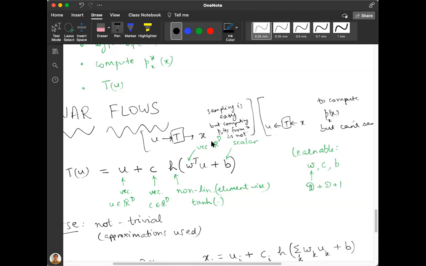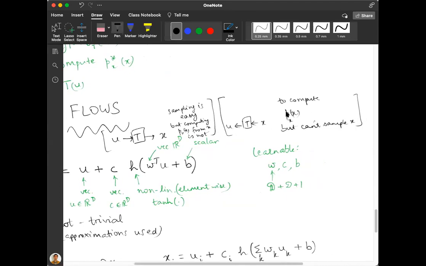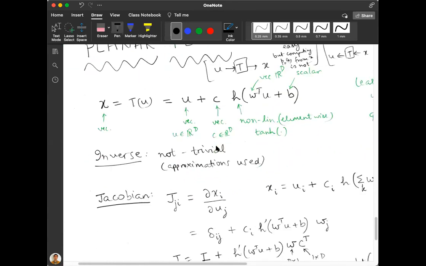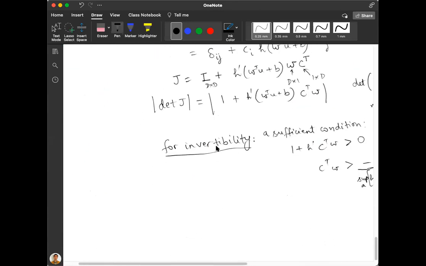So for example, you are given the image, let's say x is an image, and I want to know what is the probability, then this is not easy. But here it is easy. Give me the image and I can tell you what is the probability, but I cannot sample similar images. Okay, this was the planar flow. Something similar, popularly used, is another flow called radial flow.